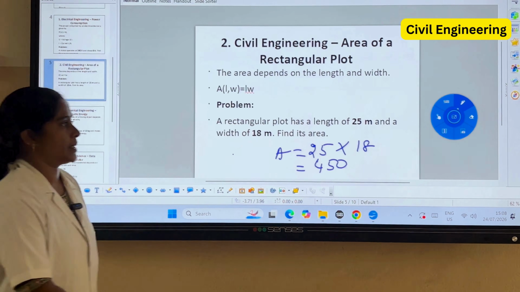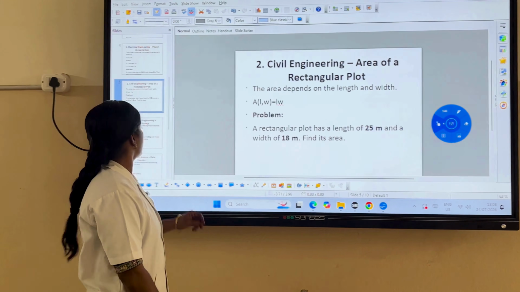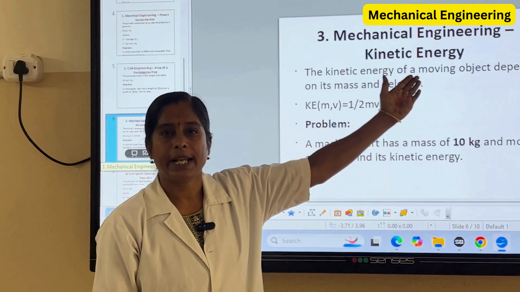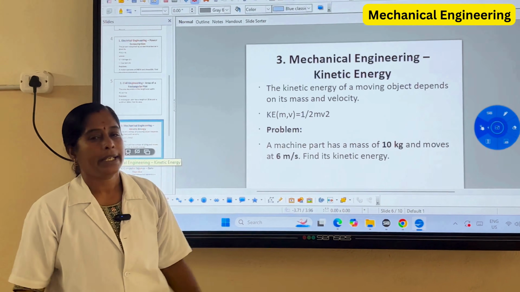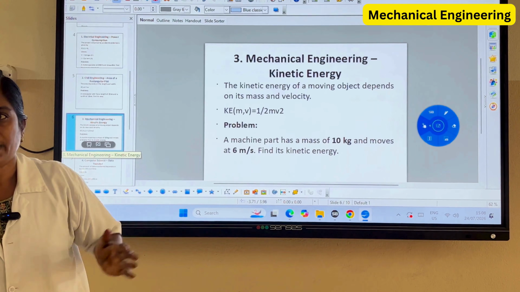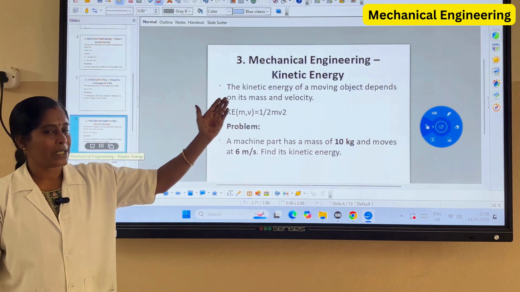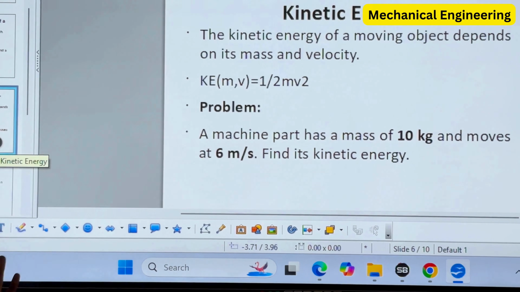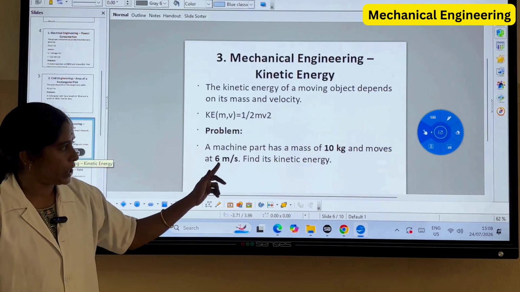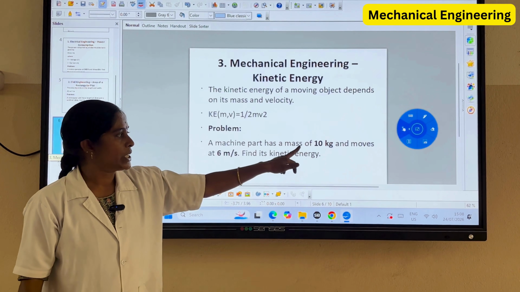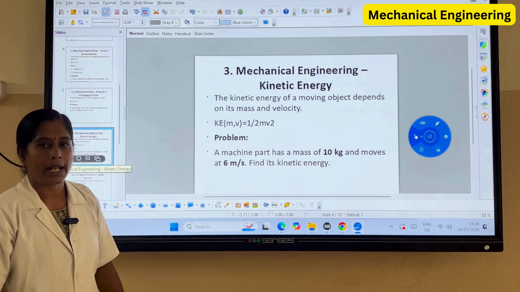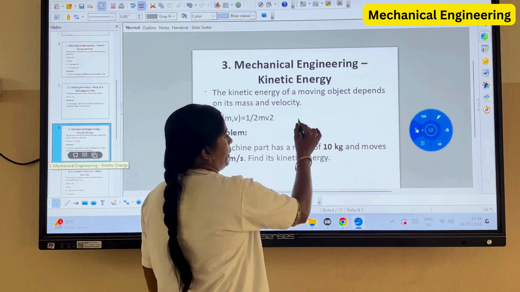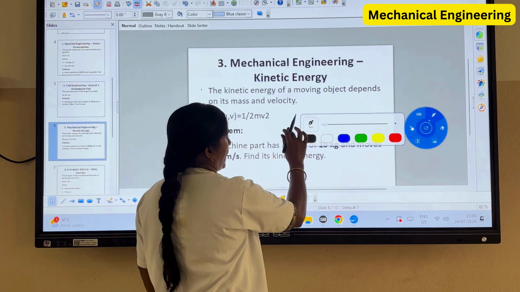And the next one is mechanical engineering. They are mainly used in kinetic energy. The kinetic energy of a moving object depends on mass and velocity. So we take kinetic energy equal to half into mv square. The problem is, a machine part has a mass of 10 kg and moves at 6 meters per second. Find its kinetic energy.